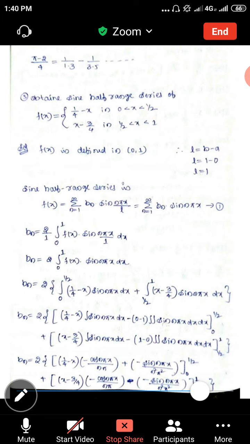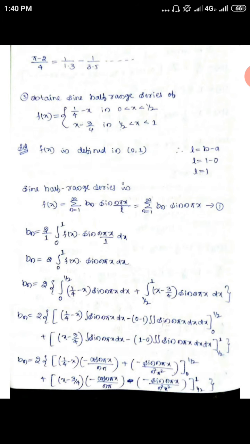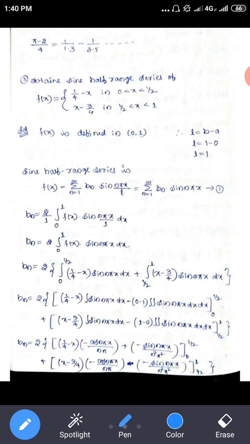In this example, L is equal to 1, so it is sine of n pi x. Therefore bn is 2 by L, and L is 1 here: 0 to 1 of f of x sine n pi x divided by L, into dx. So bn is 2 times the integral from 0 to 1 of f of x sine n pi x dx.